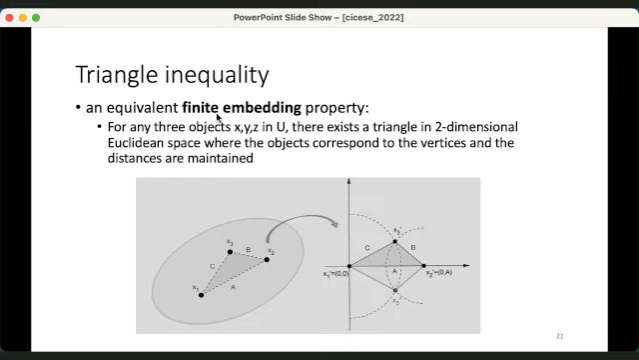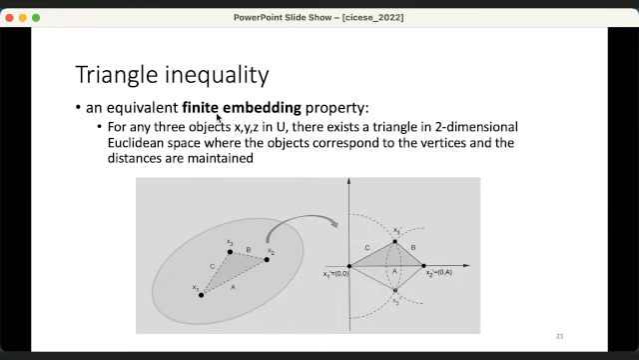For any three objects in a metric space, it's possible to construct a triangle in two-dimensional Euclidean space, where the vertices of the triangle correspond to the objects, and the edge lengths of the triangle correspond to the distances between the objects in the original space. Another thing a mathematician wouldn't say: it's obvious that these are the same properties. But Lucia, who is a mathematician, spent at least a day shouting at me because I said these were obviously the same, until she'd proved that they are the same to her satisfaction. So these are the same property.